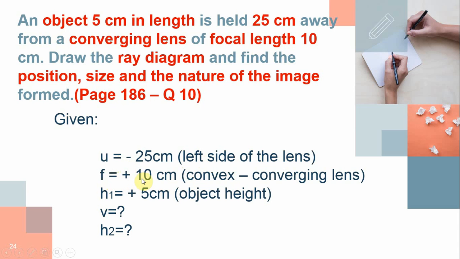Here plus indicates convex lens. That means converging lens. The focal length of a converging lens is positive. So f is equal to plus 10 centimeter. Now we find the value of v and h2. That means the size of the image and position of the image.